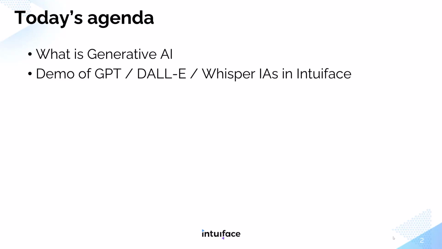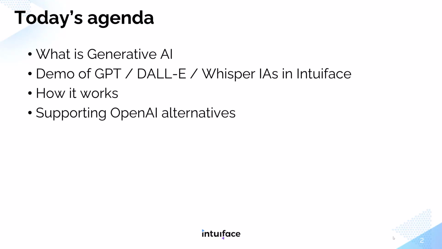Interface assets are the plugins that you can use to extend Intuiface, and I'm going to demonstrate how you can use these three generative AI models, GPT, DALL-E, and Whisper, in Intuiface. If you don't know what that means, that's what the generative AI section is all about, to explain that. After we demonstrate it, I'm going to show you how it works, and then we're going to discuss how you can extend it to other generative AI models. So out of the box, you can use these, and we're going to show you how to use others, if you want to use Google's or Meta's or something else.